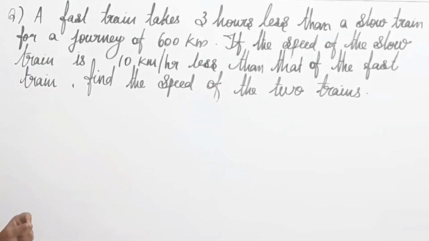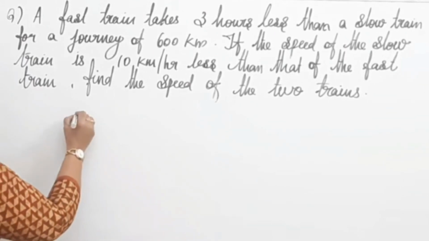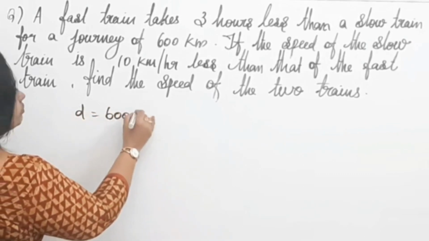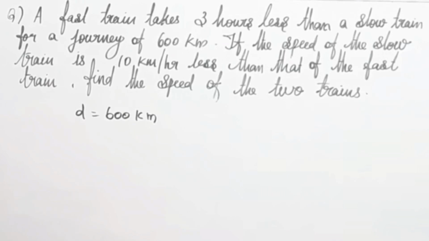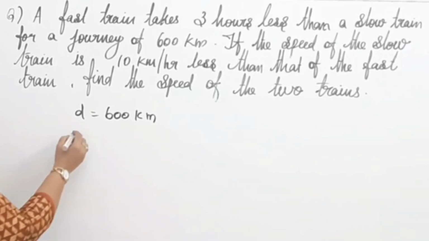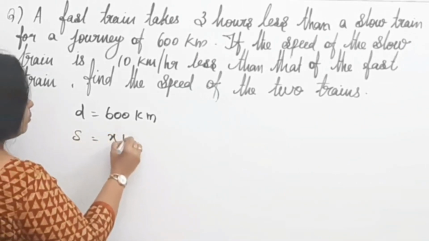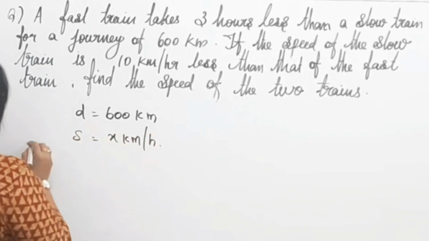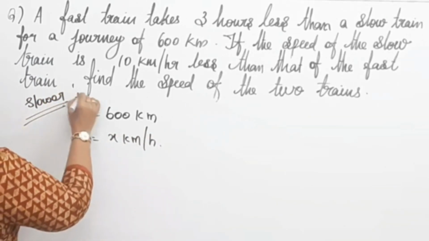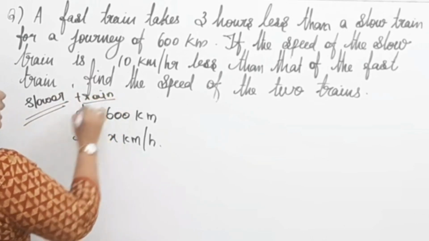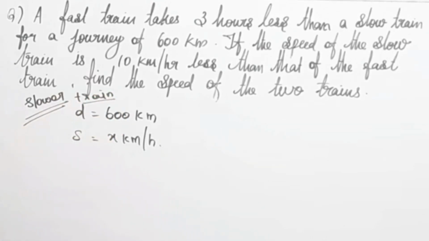A fast train takes 3 hours lesser than a slow train for a journey of 600 kilometers. So the distance given is 600 kilometers. If the speed of the slower train is 10 kilometers per hour less than that of the fast train, find the speed of the two trains. Now, you will take the speed is equal to x kilometer per hour. For which train? It is for slower train. So your slower train, the speed is equal to x kilometer per hour.